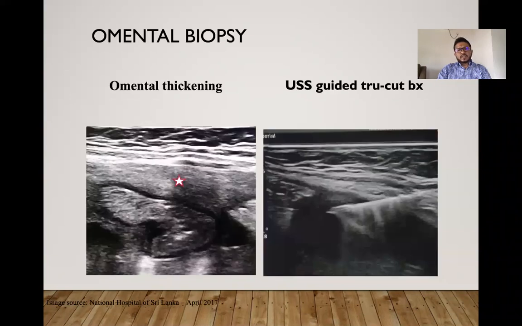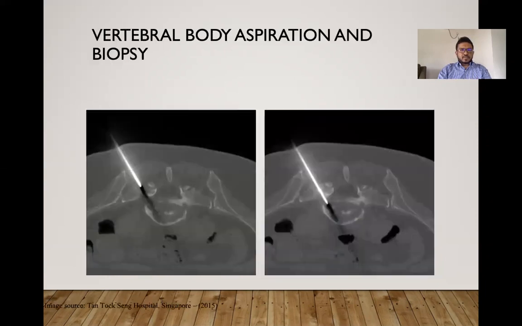And here is another interesting case with omental thickening. The surgeon didn't want to take a sample as he was not very sure what to do, given the patient's condition. So we went in and anchored the omentum to the abdominal wall with another needle, and took samples through the coaxial needle. It went very well for diagnostic purposes.